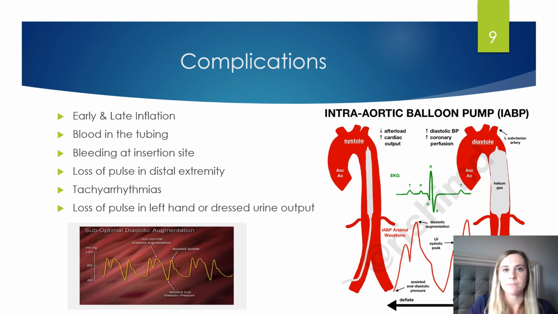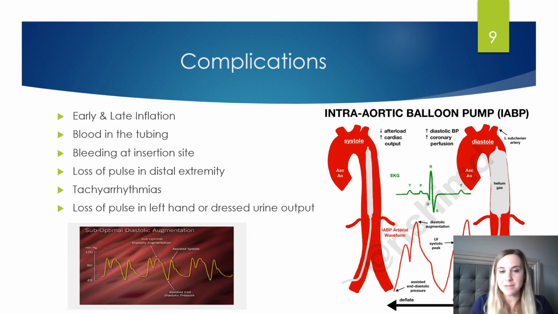Tachyarrhythmias, we want to just really control those arrhythmias with any kind of medications. And then loss of pulse in the left hand or decreased urine output. So the pump, like we had mentioned earlier, is sitting in your descending aorta. If it migrates up, it can occlude your subclavian artery. Your subclavian artery feeds into your left hand. So if that's occluding your subclavian, you're going to have a loss of pulse or a decreased color sensation in that left hand.